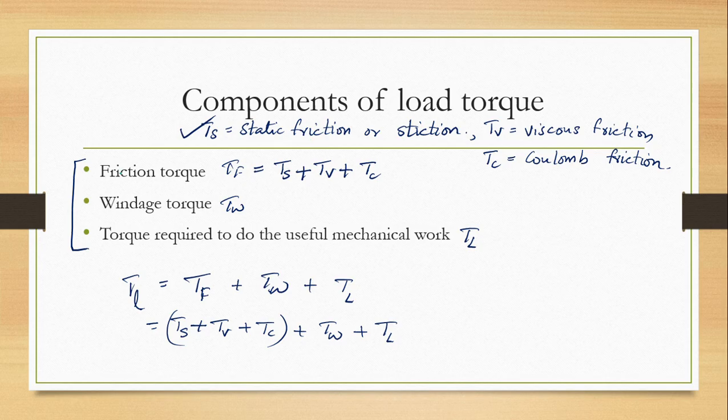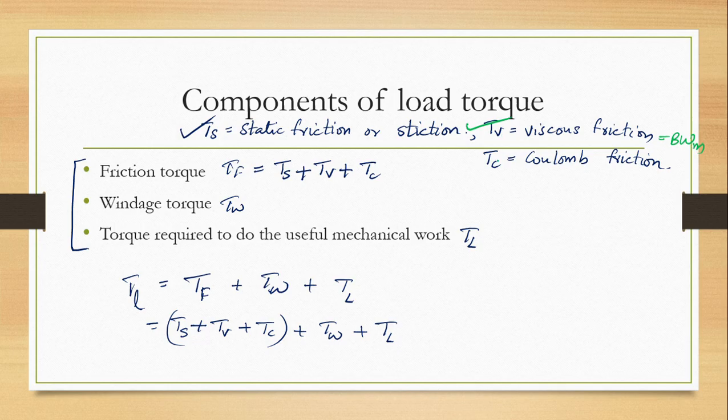The next component of friction torque is the viscous torque. Viscous torque is a torque that is proportional to the speed. So you can see the viscous torque is proportional to speed. In order to remove the proportionality, we have placed a constant, that is B. So viscous torque is equal to B into omega m. That simply indicates that the torque is proportional to speed.